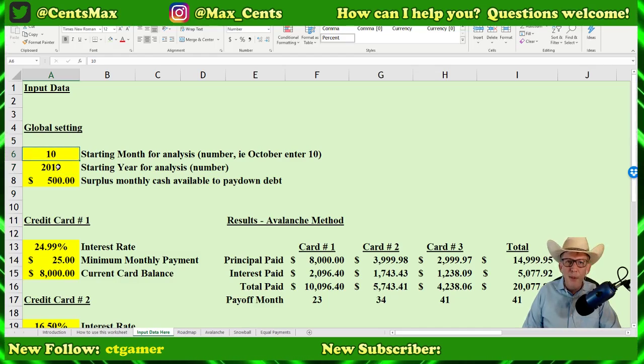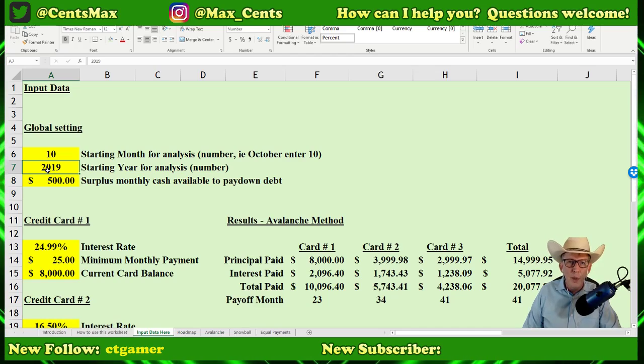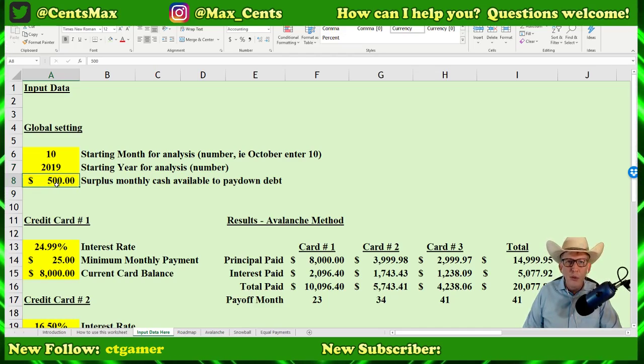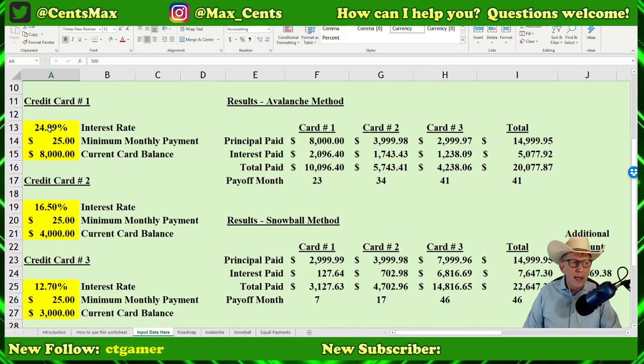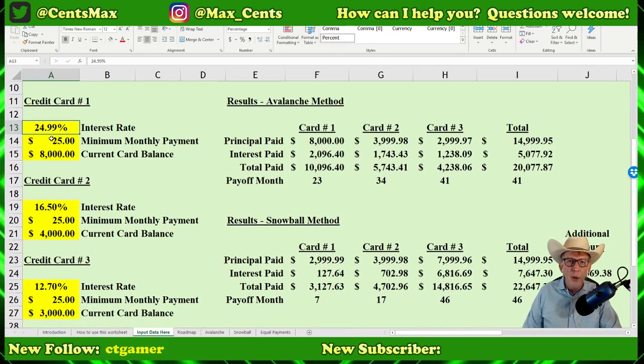So here at the top of the form are the global settings. You're going to first put in the month that you want to start your analysis. In this case, I'm putting 10 for the month of October, and I'm putting 2019. So we're starting our analysis in October of 2019. And we're going to use $500 every month to pay towards the cards. And the computer is going to figure out for us how to apply each of 3 different methods in paying down these balances. And right here are the areas where you're going to put in your credit card information.